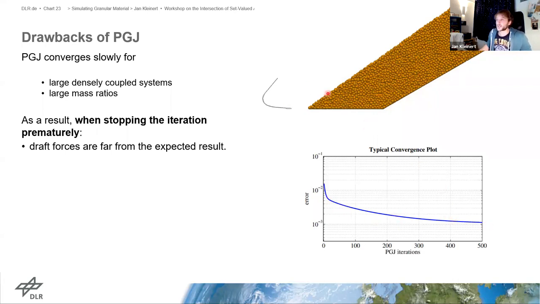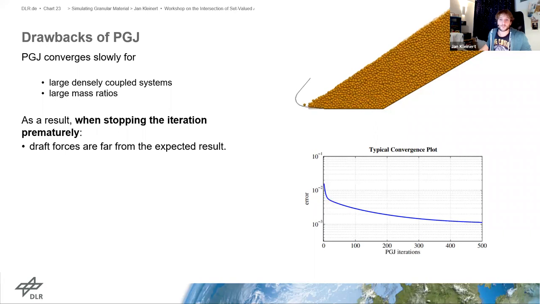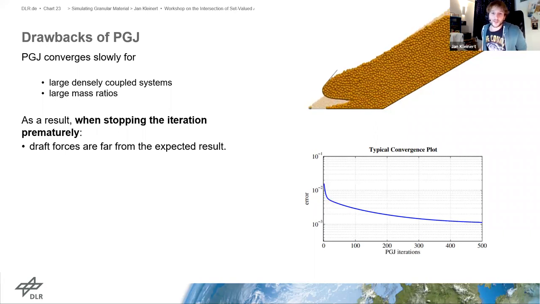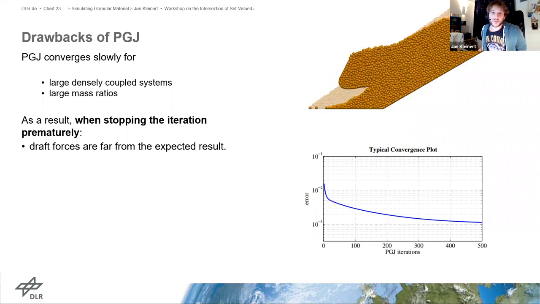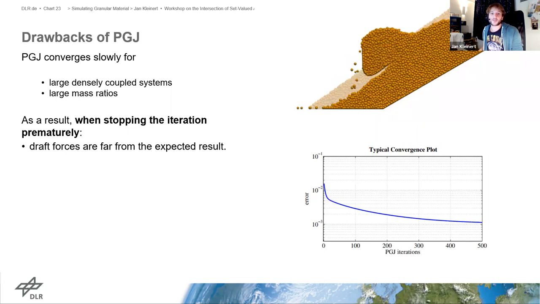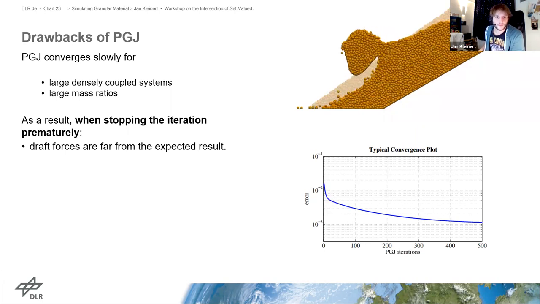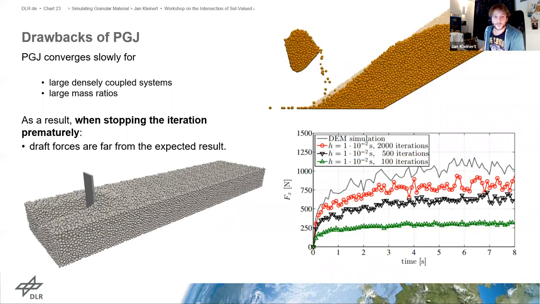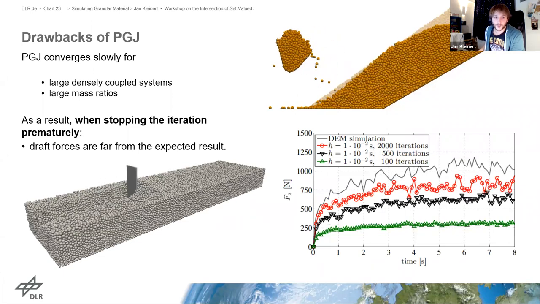And as a result, what happens is that you have artificial compliance in the system. So you see here the particle pile never gets to rest. You see what it should look like in the back, but it just kind of melts away. And this is because the cone complementarity problems aren't solved accurately enough. And what's much more important is that you don't get the draft forces.